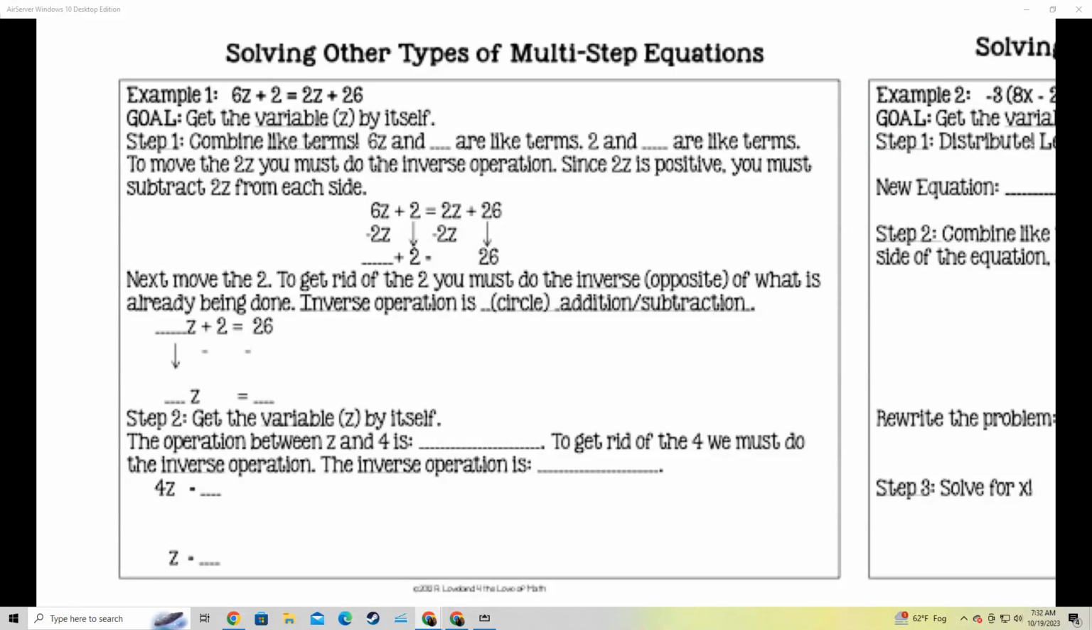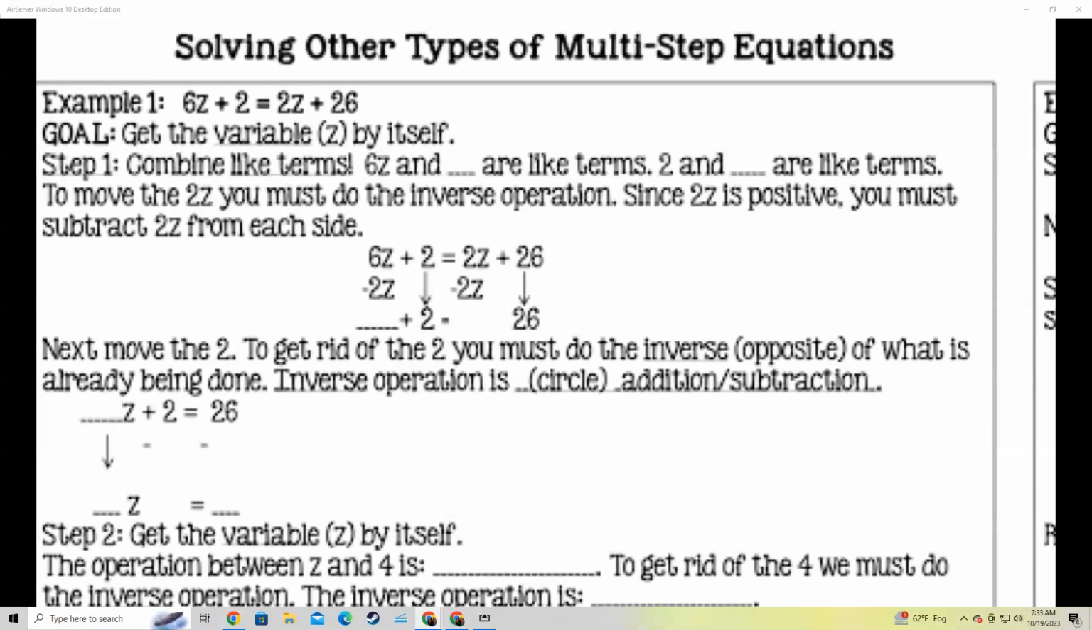We want to move all the z's over to one side. So in order for me to move the z's over to one side, I need the 6z and the 2z to be combined.